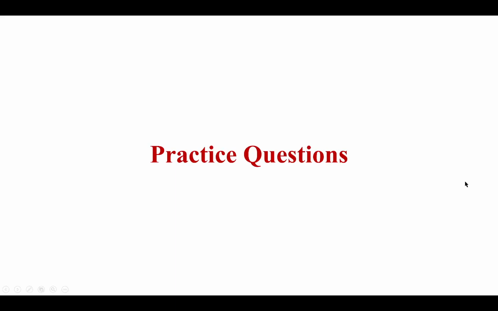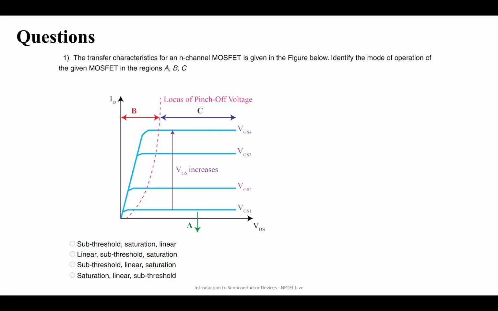Now we will do some practice questions. First question: the transfer characteristics for an N-channel MOSFET are given in the figure below. Identify the mode of operation of the given MOSFET in the regions A, B, and C. So this is the figure. Option A: subthreshold, saturation, linear. Option B: linear, subthreshold, saturation. Option C: subthreshold, linear, saturation. Option D: saturation, linear, subthreshold.